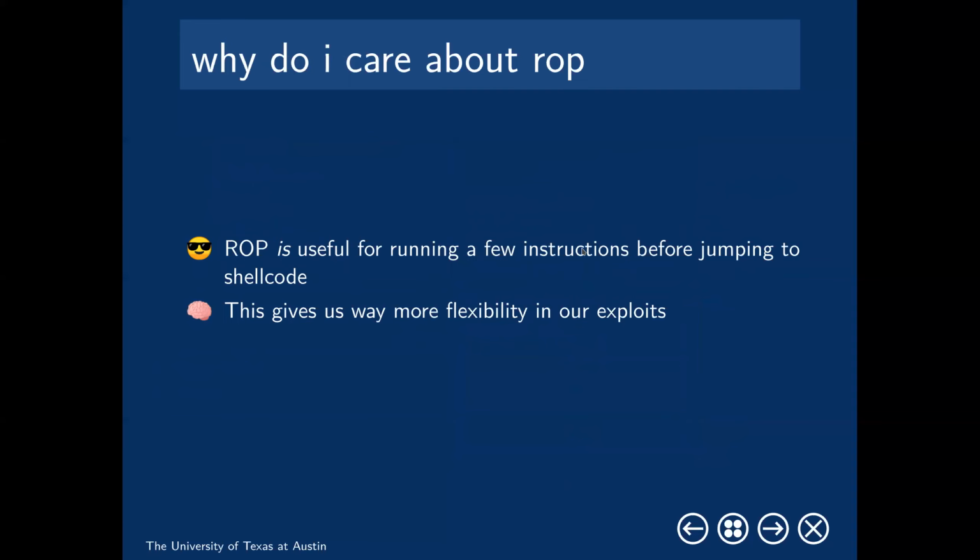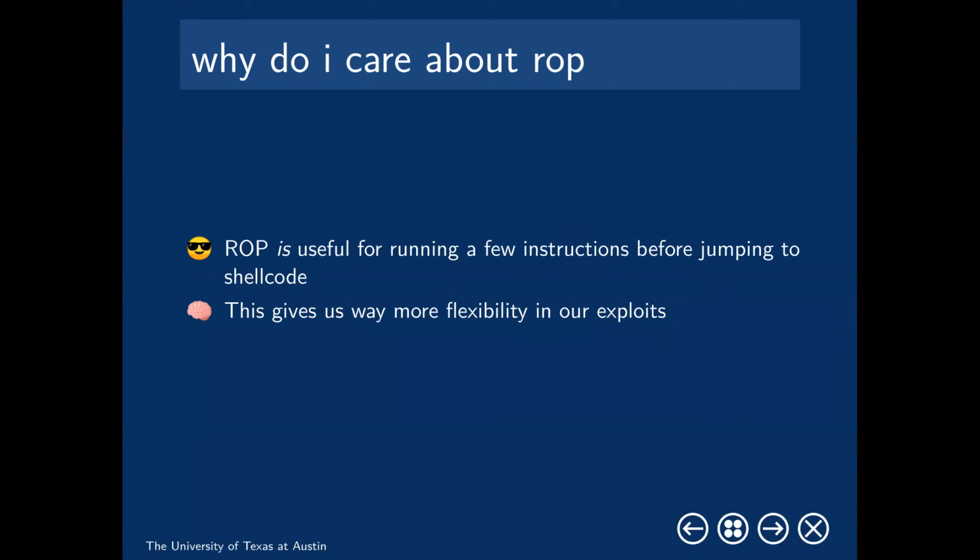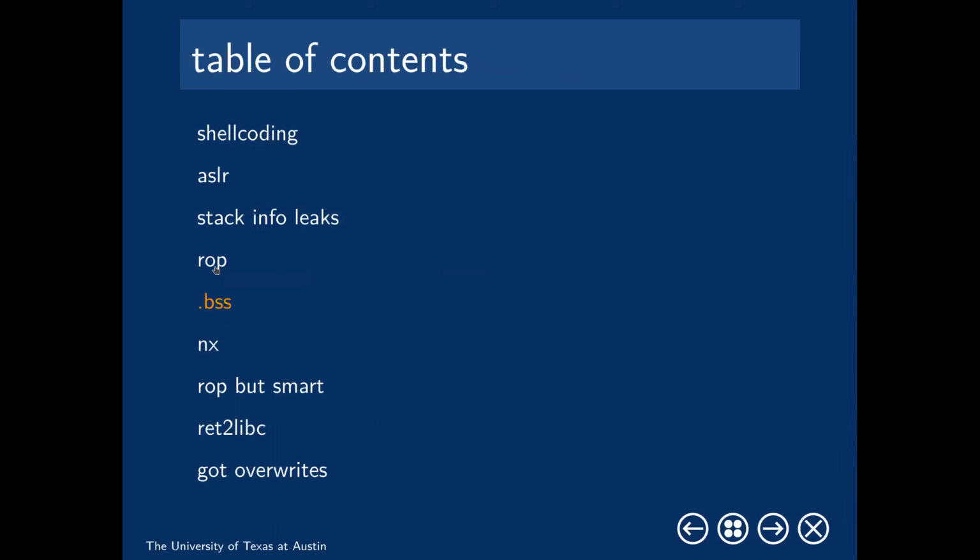So why do I care about ROP, right? It sounds like I just described something that can only execute 1 or 2 instructions before running out of usefulness. The reason we care about this is because it gives us a lot more flexibility in our exploits. 1 or 2 instructions makes a huge difference in the world of binary exploitation. So we can use ROP to essentially break ASLR for shellcoding.